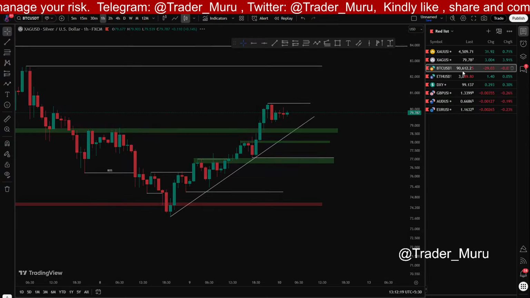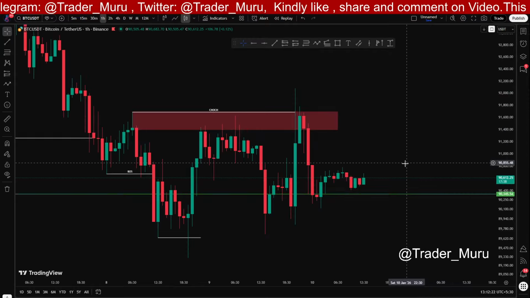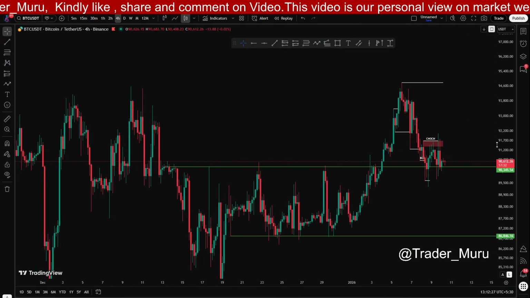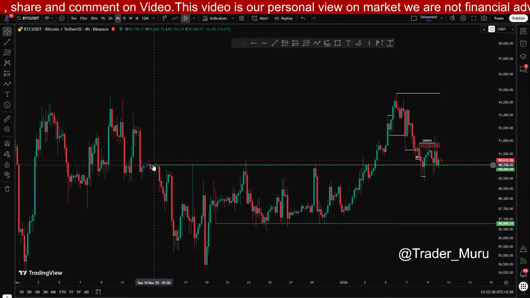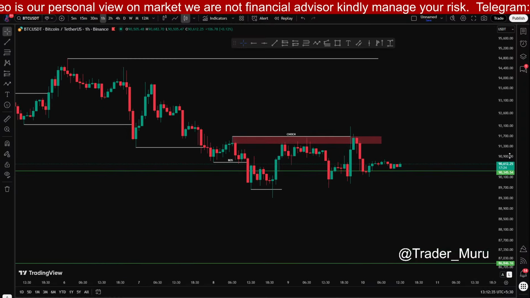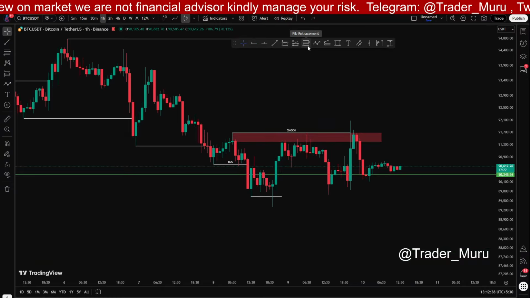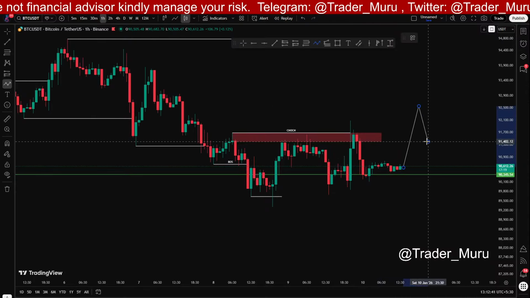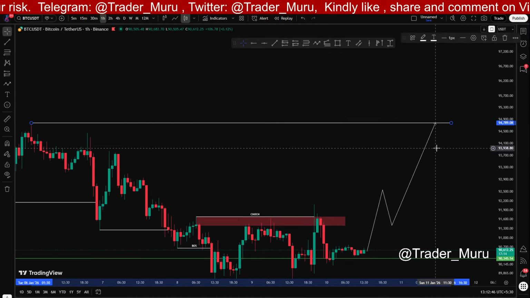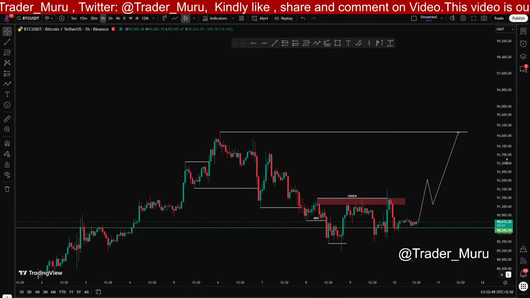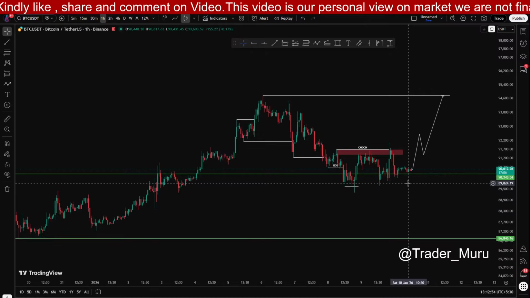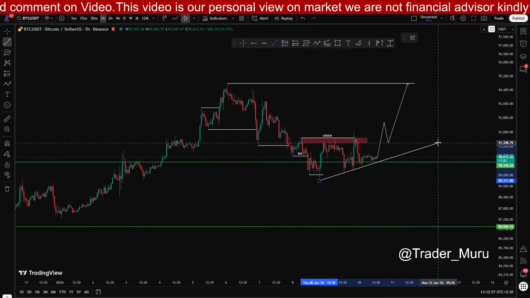Now let's see BTC. BTC is ranging above 4-hour support. See this? So in 1 hour time frame, if we get a breakout structure here and retest, it will be a buying opportunity towards high of 9,500. It is running in this trend line here.